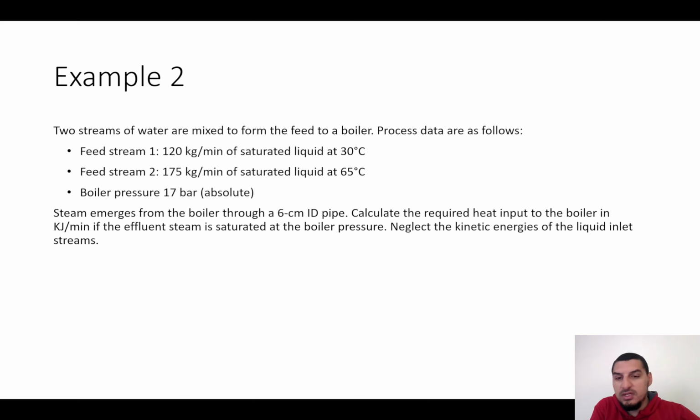So when we want to do any calculations regarding the flow rate, regarding the velocity, and anything regarding the flow of fluid in a pipe, we use the inner diameter for this. We need to calculate the amount of heat that we need to provide in kilojoules per minute.